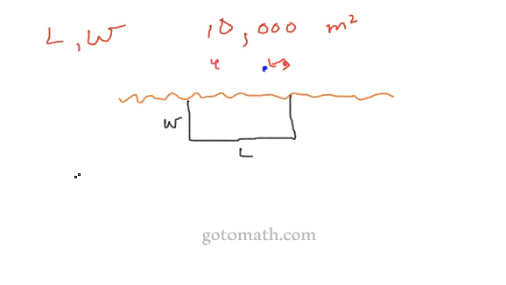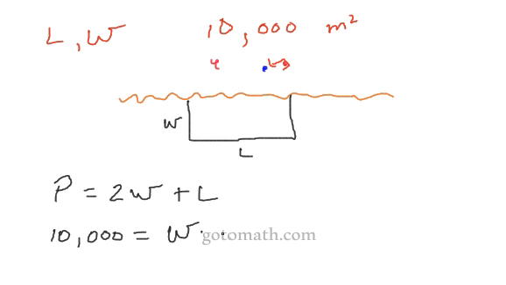So let's go ahead and write down our equations. We're going to write down the primary equation first. So that's going to be P, and no, P doesn't stand for pig or pen, it stands for perimeter. And we're going to have two W's, right, a W here and one over here, and then a length, okay, a length. And let's write down a secondary equation. We said that the area is 10,000 meters squared, and this will be W times L.